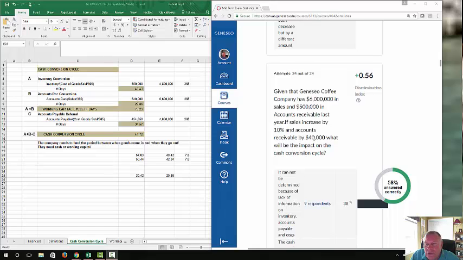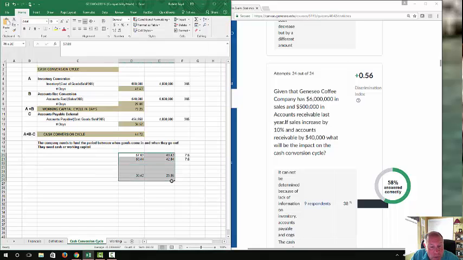Let's come back to the next question, and that is, given that Geneseo Coffee Company has $6 million in sales and $500 in accounts receivable last year, so we know what it was last year, if sales increased by 10% and accounts receivable by 40,000, what will the impact on the cash conversion cycle be? Okay, let's take a look.